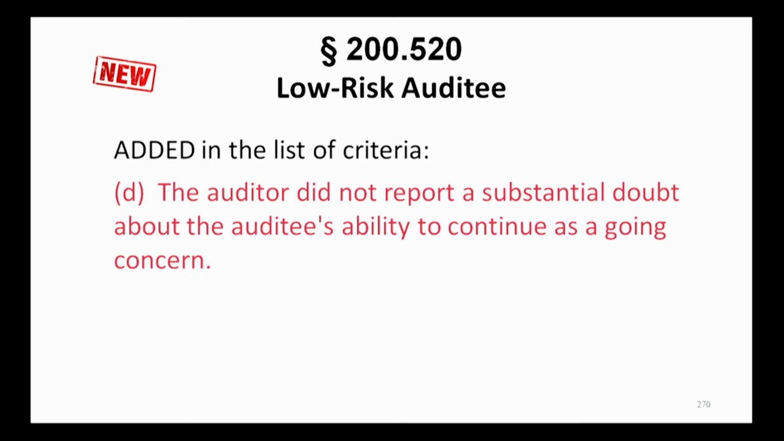Added in the list of criteria for low-risk auditee, paragraph D, is that the auditor did not report a substantial doubt about the auditee's ability to continue as a going concern. So this is a new paragraph added in the listing of the criteria for what would be considered a low-risk auditee. Kind of an important thing here: if the auditor has substantial doubt about your ability to continue as a going concern, then that's going to put you in a high risk status.